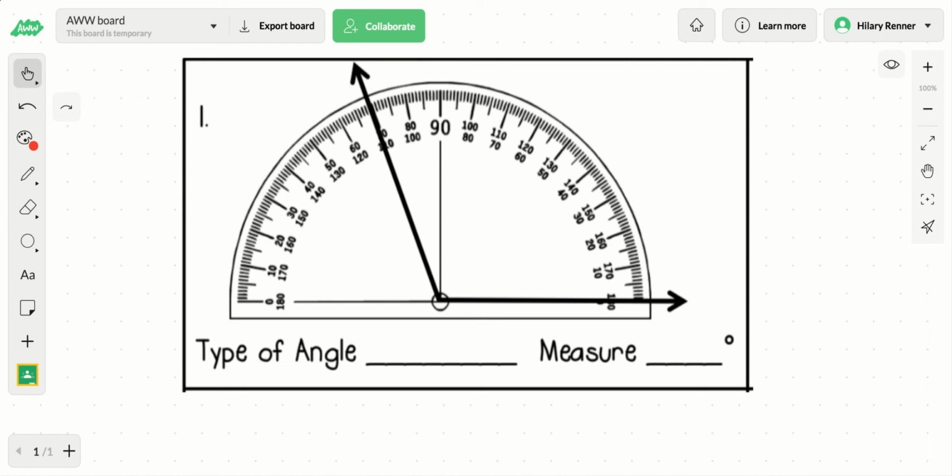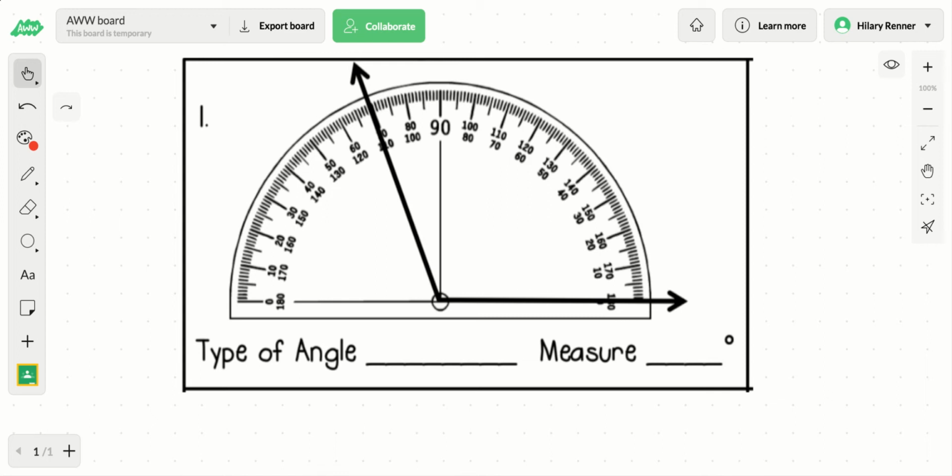Hi boys and girls. In this video, we're going to be learning how to read a protractor and determine the measure of the angle. So this is a protractor with an angle on it.